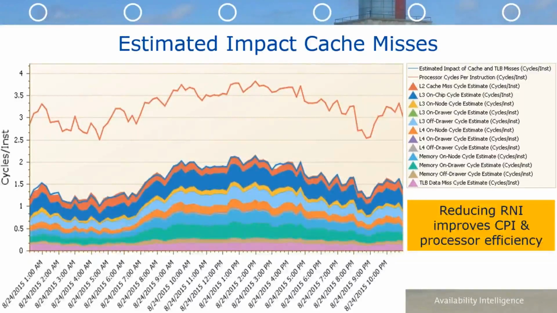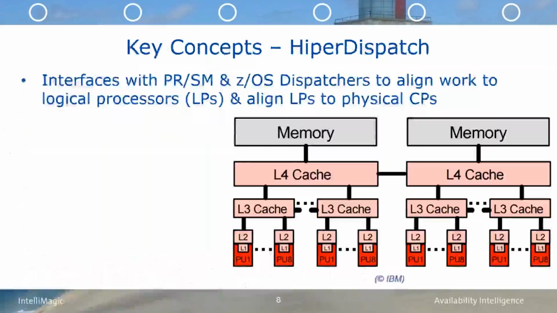Now, this RNI-driven component often represents about half of the overall CPI, which is the basis for the rule of thumb that a 10% reduction in RNI can be expected to result in a 5% reduction in CPU. If the waiting cycles in your environment are somewhat lower, then you can adjust that rule of thumb accordingly. So how can we go about reducing RNI? Well, a key concept to understand if we want to do that is hyperdispatch.